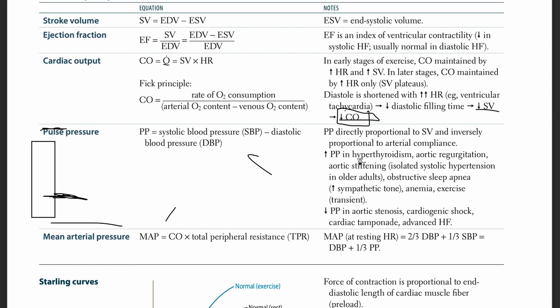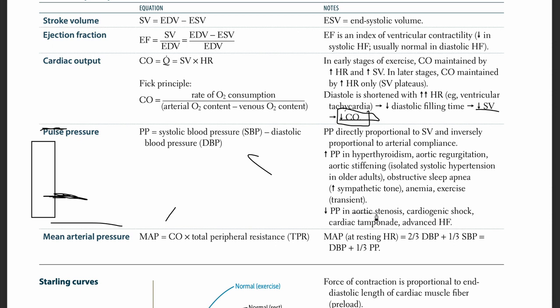Okay, so increase in pulse pressure in hyperthyroidism, aortic regurgitation, aortic stiffening, isolated systolic hypertension in older adults, obstructive sleep apnea, increase in sympathetic tone, anemia, and exercise, transient. The decrease in pulse pressure happens in aortic stenosis, right? Cardiogenic shock and cardiac tamponade, and advanced heart failure.